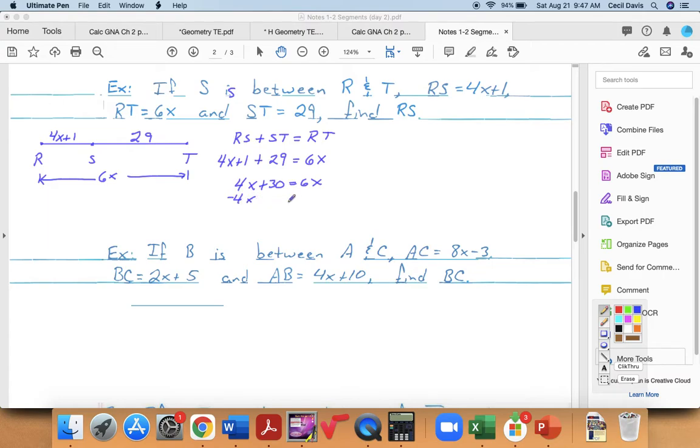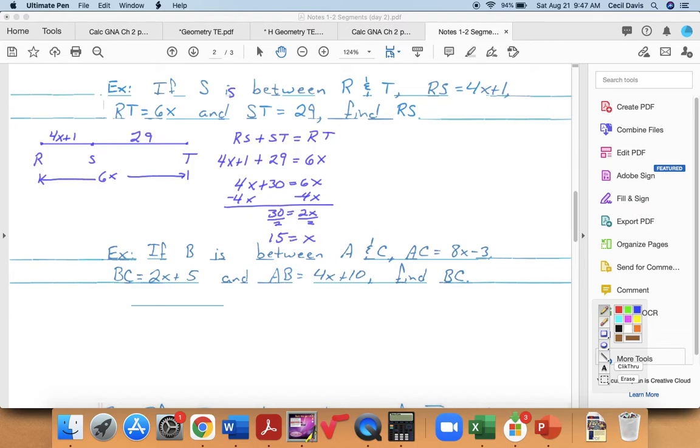Subtract 4x from both sides. And we end up with 30 is equal to 2x. Divide both sides by 2. Then to find out just what 1x would be, we get x is 15.